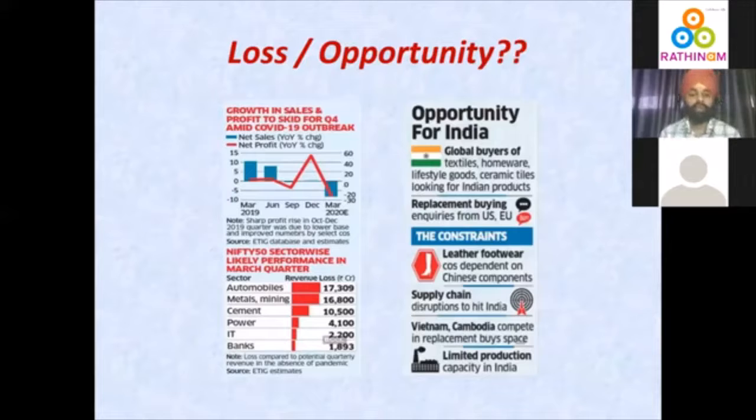Now we find that growth of sales and growth of profits have not been happening. Sales have been going down, profits have been going down. So it's a major loss for most of the companies. We find that in the last one year, everything has gone down by nearly 30%. You've lost 30% of sales, you've lost 30% of profits in most of the sectors. I'm not saying all the sectors.